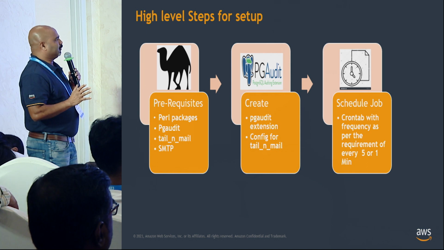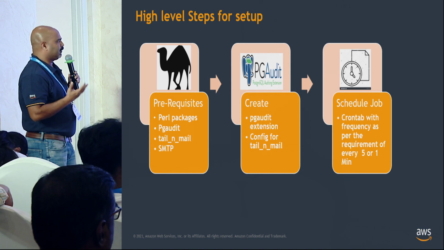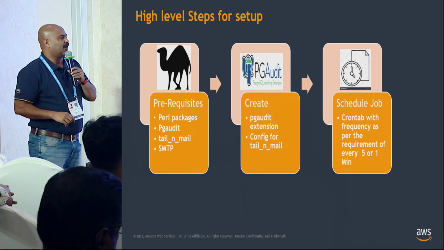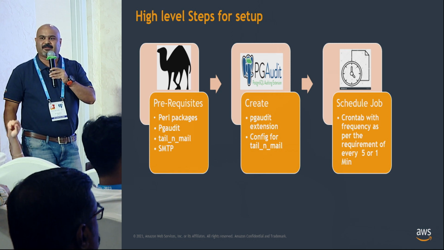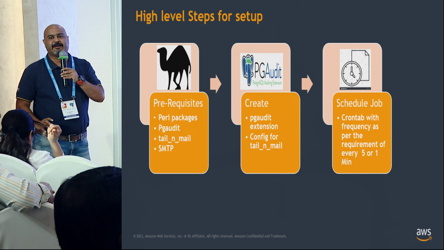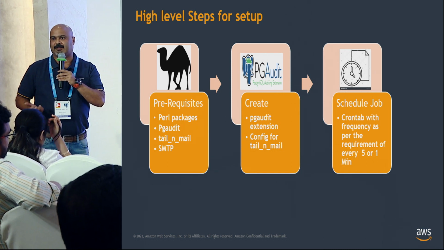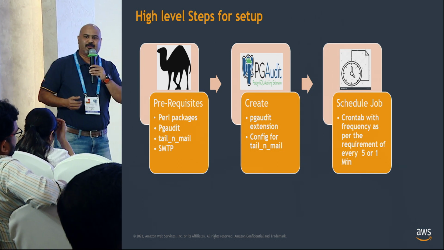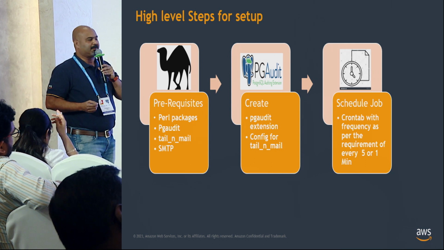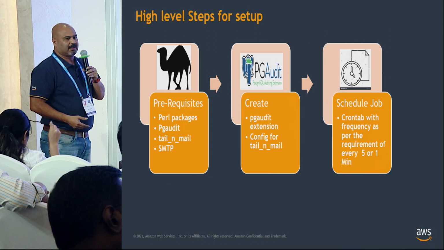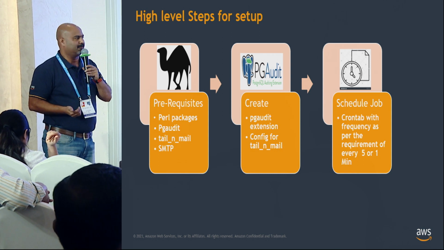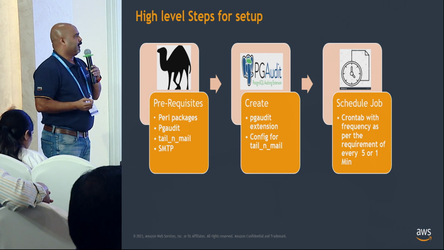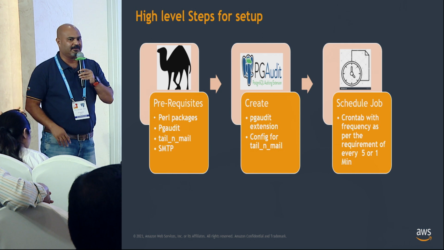So how do you do this? These are very high-level steps we have tried to put together. You have all the prerequisites: these packages depend on some Perl libraries, so have them installed. You might have some challenges installing or juggling through all of the dependent libraries, because Perl is not as straightforward as it looks. Any missing library is really going to make your life hell. Then pgAudit, tail_n_mail, and of course for sending mail you need an SMTP server. Create the pgAudit extension, configure tail_n_mail, and then schedule the job as per the frequency you require.